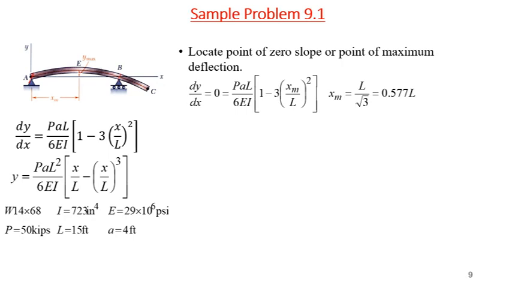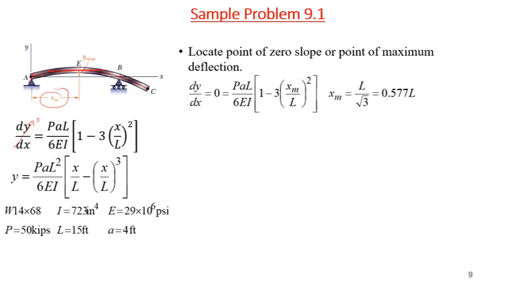Now if you look at this, maximum deflection occurs where the slope will be 0, meaning the slope is a horizontal straight line. That means the slope will be equal to 0 at that location. Now we have to find where this location is. Let me put xm. It will be 0 where the slope will be 0, meaning where this value will be 0.